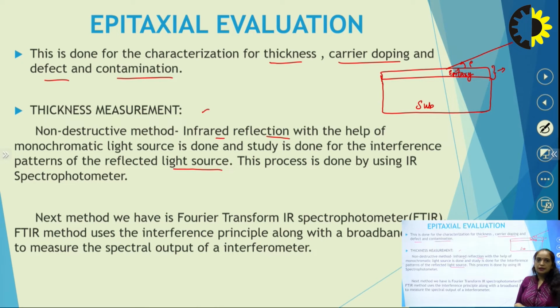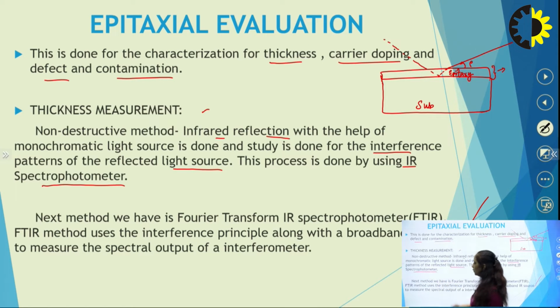The angle of incidence is kept small so that the incident ray should not penetrate inside the substrate. It will only penetrate up to this level. With the help of this, it will be reflected back at some angle. So the angle of penetration should be kept very small, and the interference patterns are studied by using this method, which is done using the IR spectrophotometer.